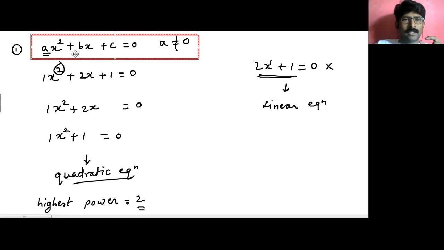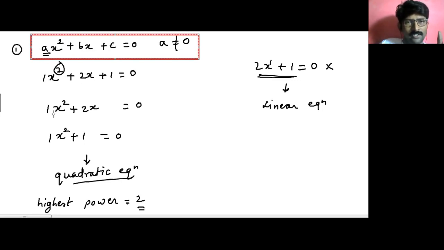What do you mean by ax square plus bx plus c is equal to 0 being a standard quadratic equation where a should not be 0? Simple. Look at this. The equation 1x square plus 2x plus 1 is equal to 0. This is a quadratic equation because the degree is 2. Now even b and c can be 0, but a should not be 0.